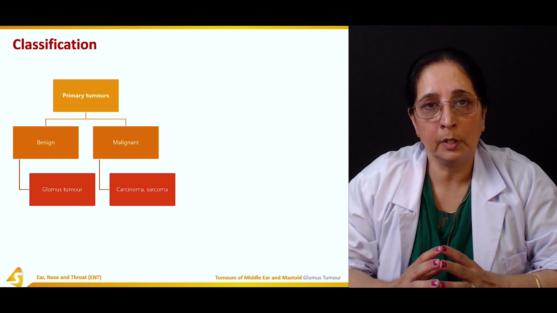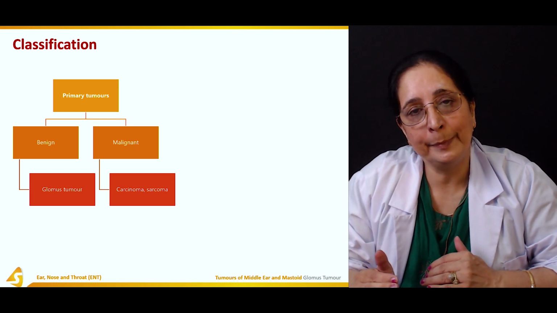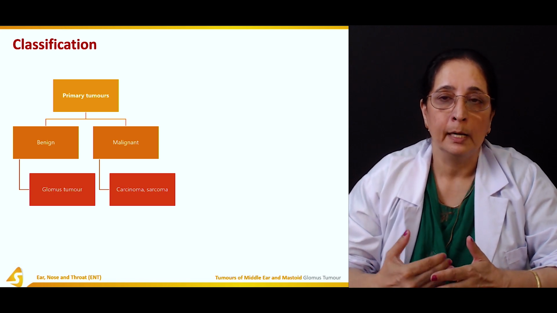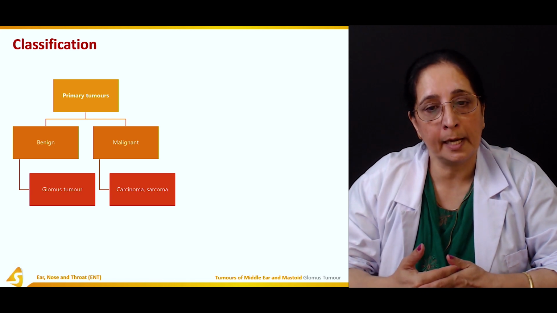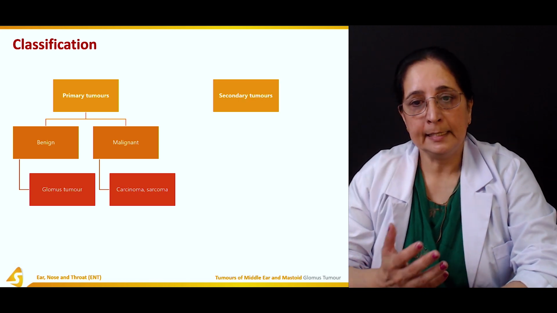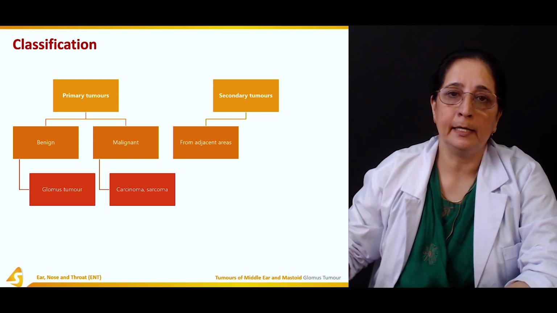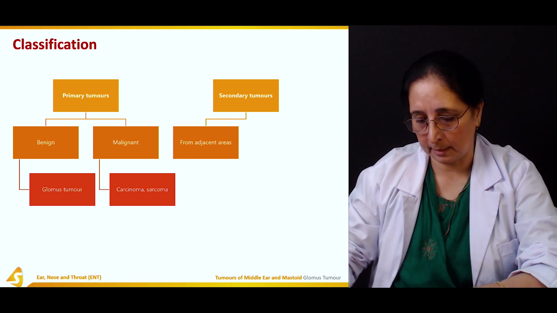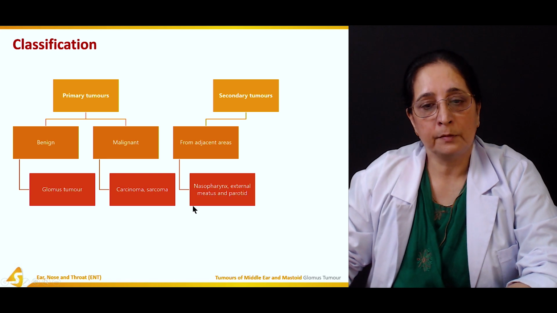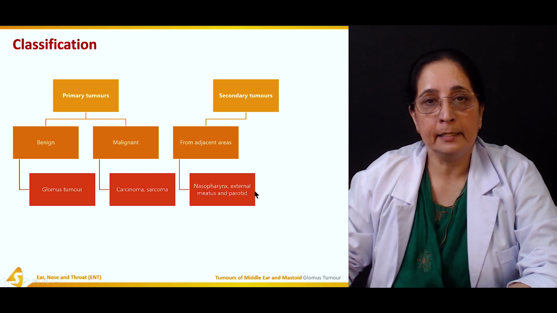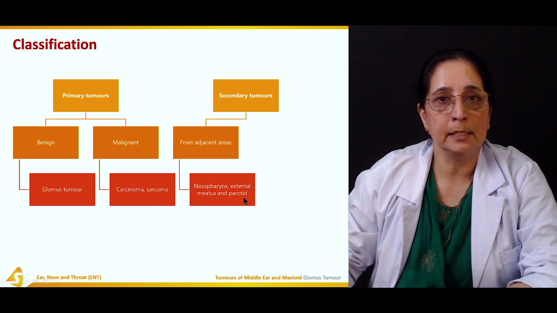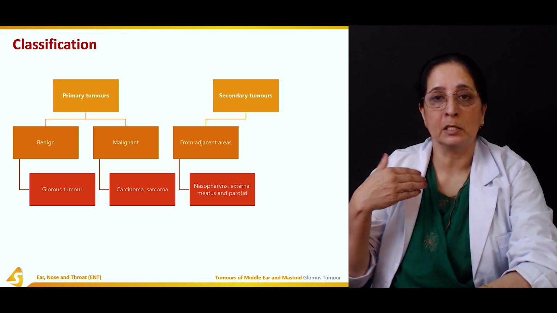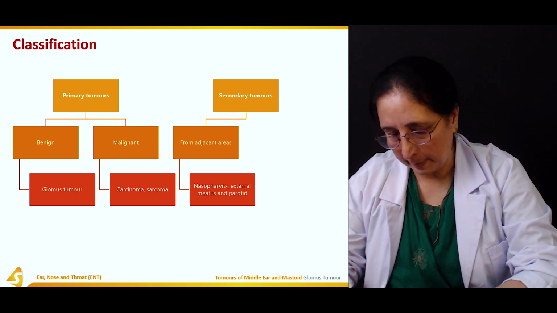So primary tumors are further divided into benign tumors and malignant tumors. Benign are the glomus tumor, malignant are the carcinoma and sarcoma. Then secondary tumors are further divided into the tumors from adjacent areas, from nearby areas, which are the tumors from nasopharynx, external meatus, and parotid gland. So all these are tumors from adjacent areas that can spread to the middle ear or the mastoid.